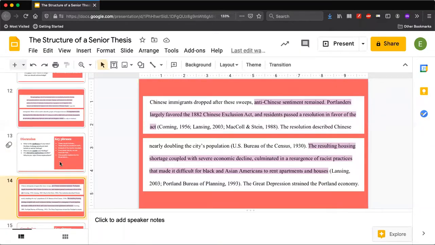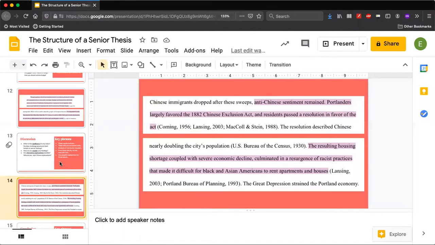Because the student didn't have a quantitative research design, for example, a history thesis is going to be structured a bit differently. But just to look at some of the historical data they found, we can look at things like: anti-Chinese sentiment remained, Portlanders largely favored the 1882 Chinese Exclusion Act, and residents passed a resolution in favor of the act, right? So this is an example of racism against Chinese people that the student found. They're studying the history of racism in Portland and how that impacted environmental justice. So this is one piece of data, a historical piece of data.